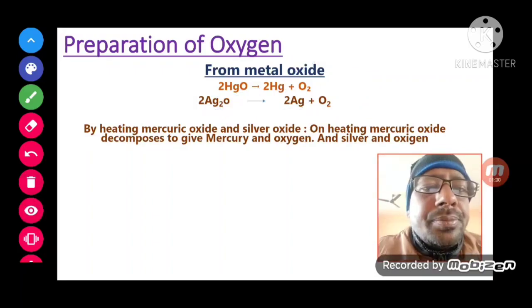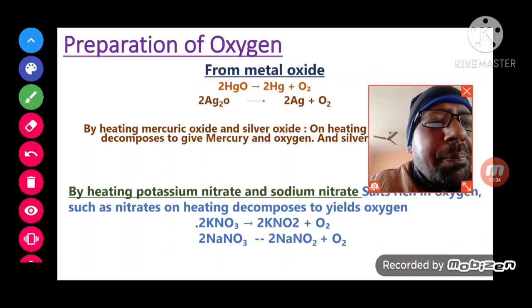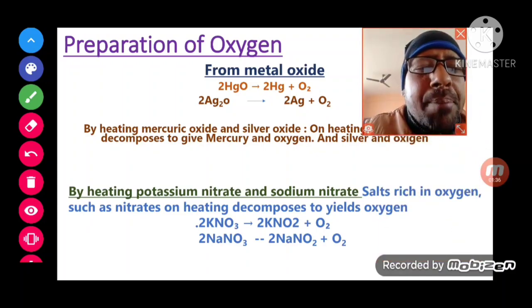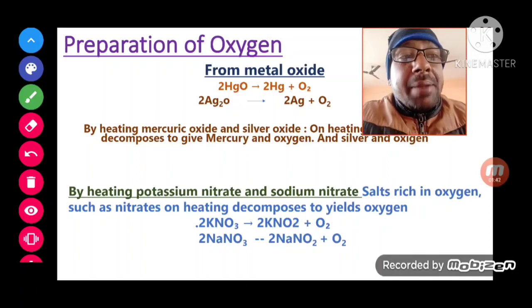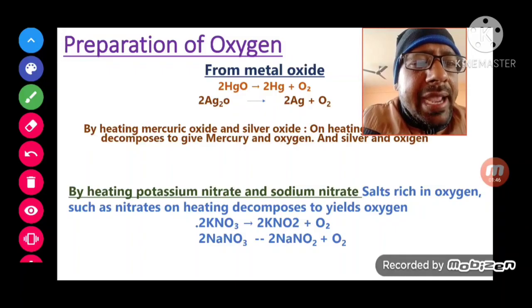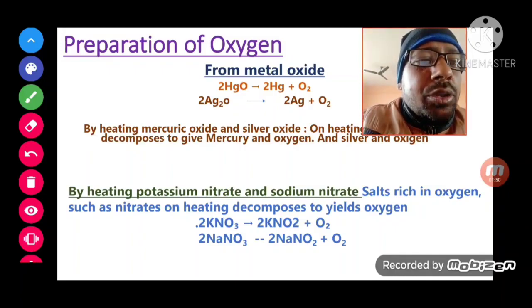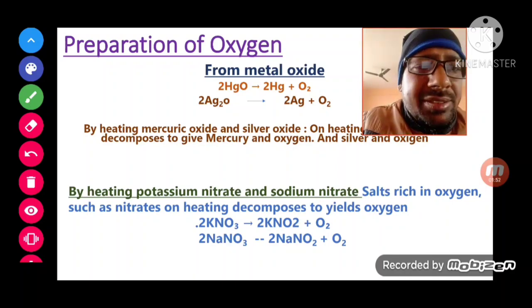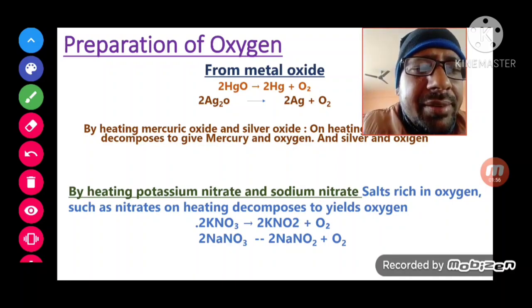Now next is that you can prepare oxygen by heating potassium nitrate and sodium nitrate. Already we have discussed what is nitrate and nitrite. Whenever NO3 is there, that is called nitrate, and whenever NO2 is there, that is called nitrite. So you can see here these examples are given.